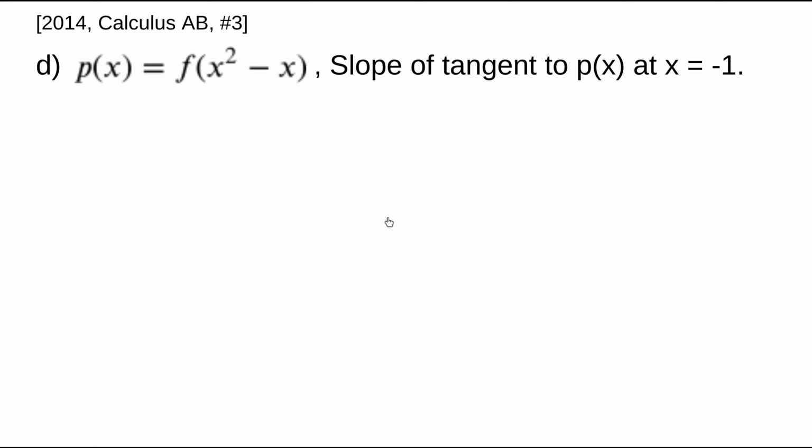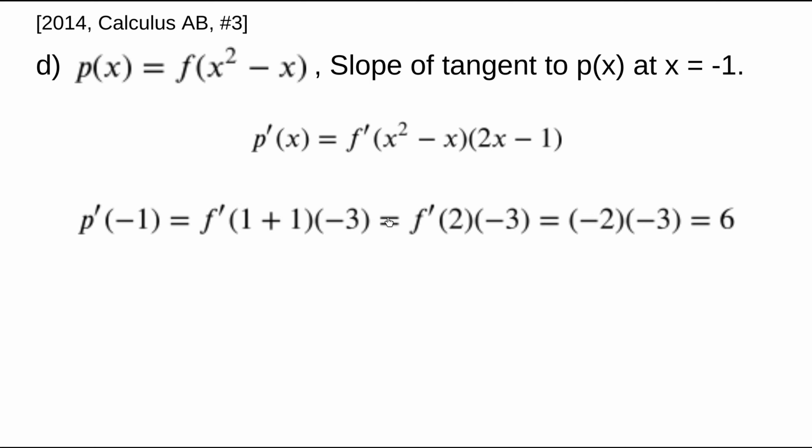In part D, we are defining another function p of x to be f of x squared minus x, and we are asked to find the slope of the tangent line to p of x at the point where x is equal to -1. Notice that this is an application of the chain rule. P prime of x will be f prime of x squared minus x times 2x minus 1, evaluated when x is equal to -1.